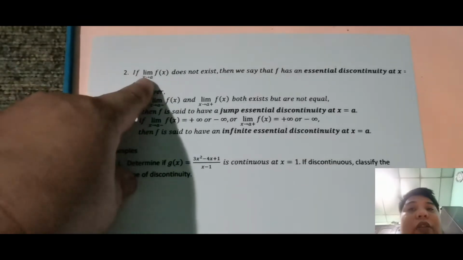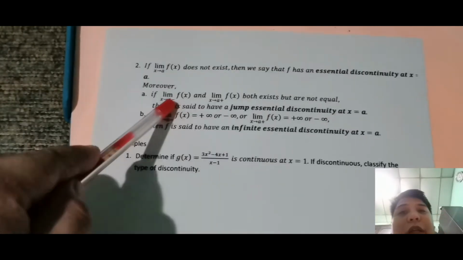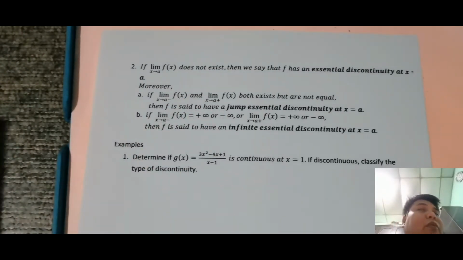If ganun ulit, yung limit hindi nag-exist, tapos ano nangyari? Yung limit from the right ay positive or negative infinity, or yung limit from the left, then limit from the right is positive or negative infinity. So meaning isa sa kanila, yung isa sa left and right na limit natin, may nag-equal sa infinity. Basta isa lang sa kanila. Kunyari both, or equal. Kunyari, positive infinity, nag-exist yung limit? No. Hindi natin kasi alam kung equal. Okay? Both pwede yun, parehas silang infinity. So, hindi ko pwede i-assume na equal yun or nag-exist yung limit. So, okay, then, f is said to have an infinite essential discontinuity at x is equal to a.